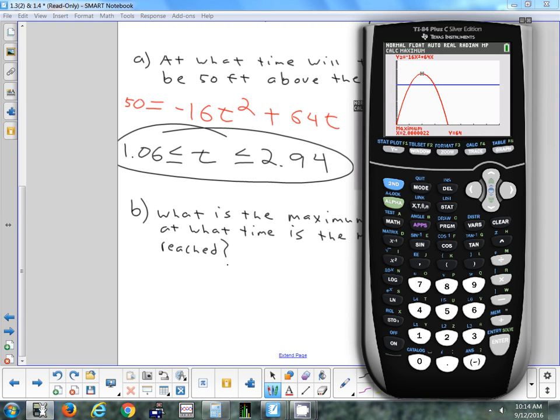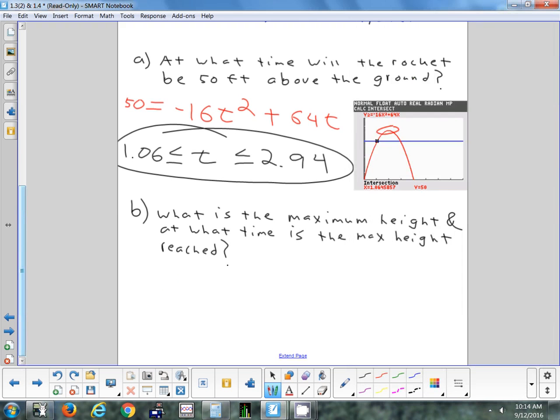So when do you think the maximum really occurs? At what time? Yeah? 2 seconds. And what is the maximum? 64 feet. Yep. So they want to know what it is and where and when it happens. So the max is 64 feet and occurs at 2 seconds.